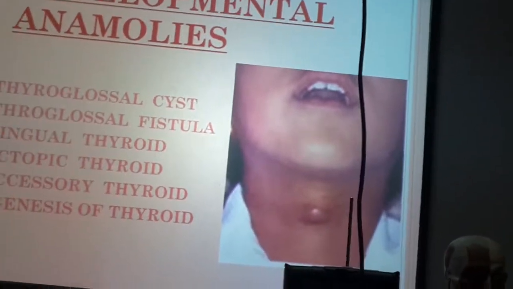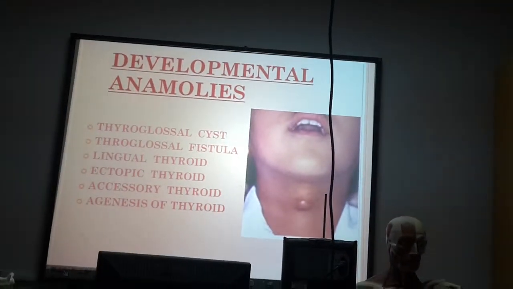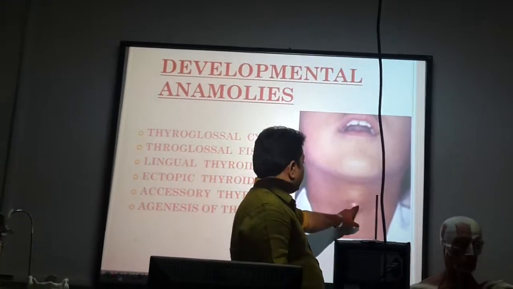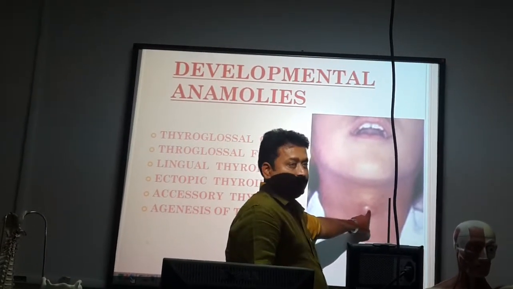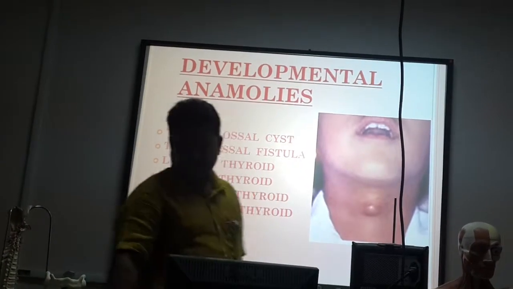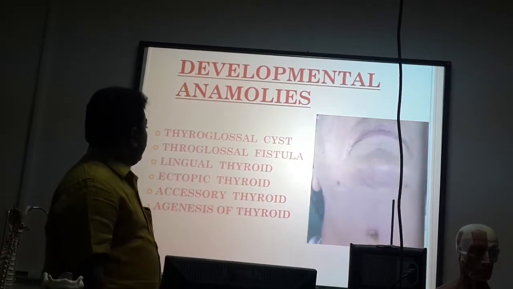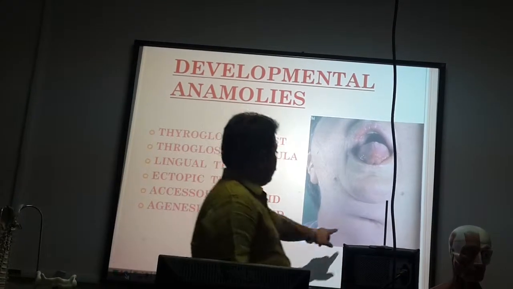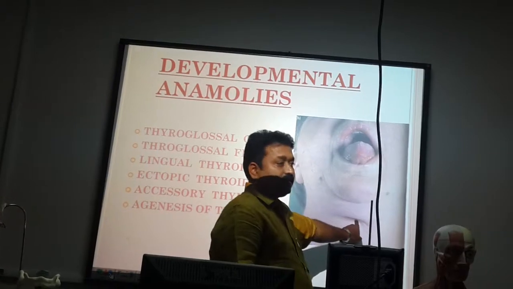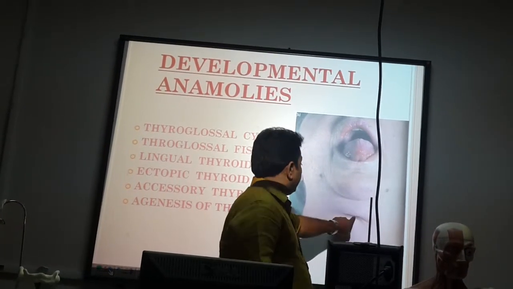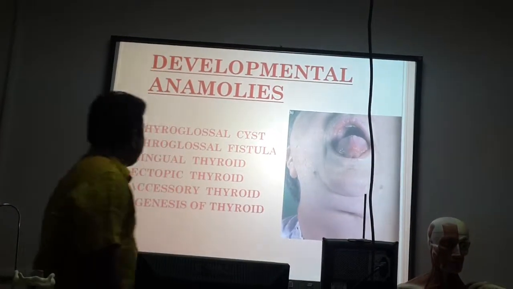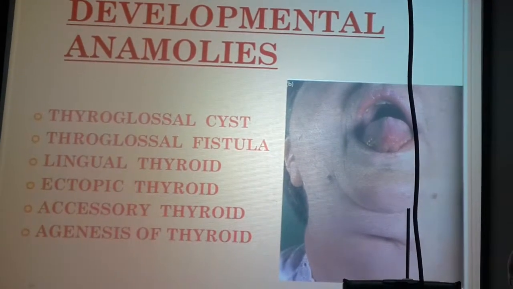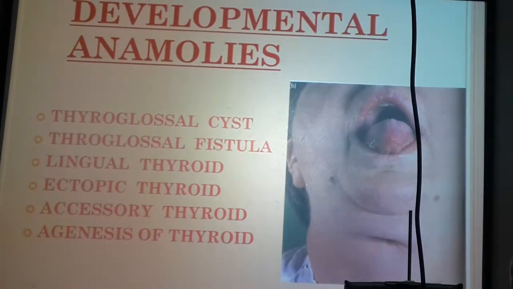Next is the developmental anomaly of the thyroid gland, the thyroglossal cyst. Here you can see the thyroglossal cyst, a developmental anomaly. Next is the thyroglossal fistula. Here there is an opening in the neck region. It is not a tumor, it is just an opening.